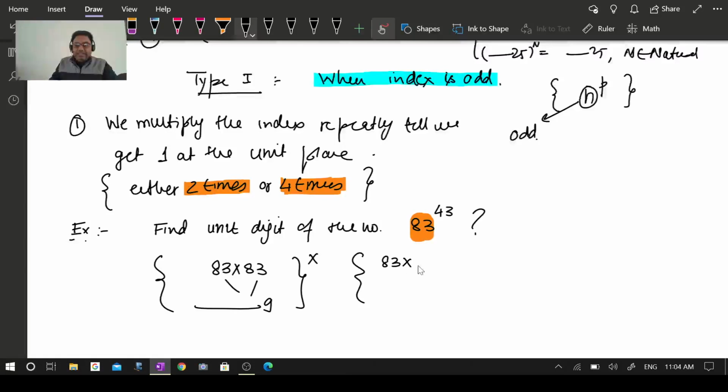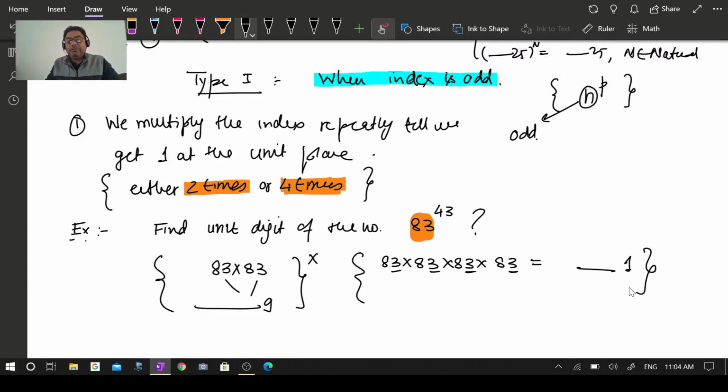See, 83 into 83 into 83 into 83. So you don't have to do 83 into 83, you just have to multiply the unit places. So listen to me. 3 3s are 9, 9 3s are 7, 7 3s are 1. So again I'm repeating for you. 3 3s are 9, right? 9 3s are 27, so I'm just picking up the unit digit. 7 3s are 21, so I'm picking up the unit digit, that is 1.